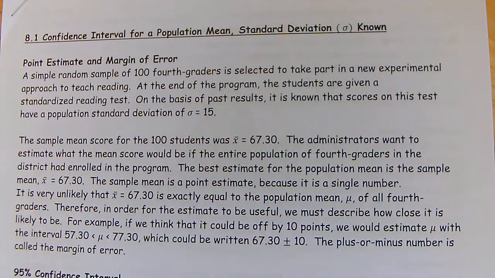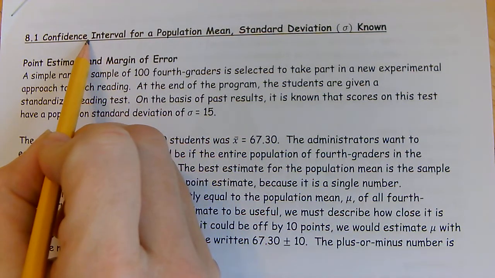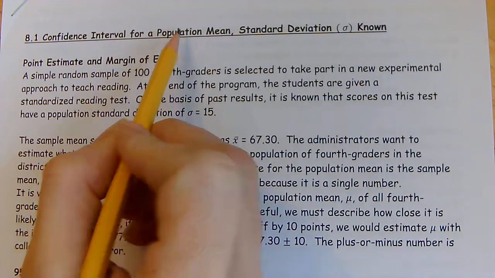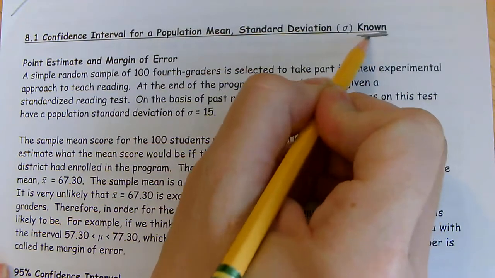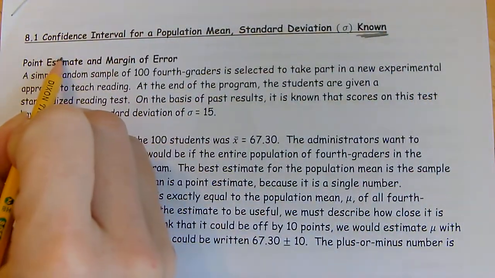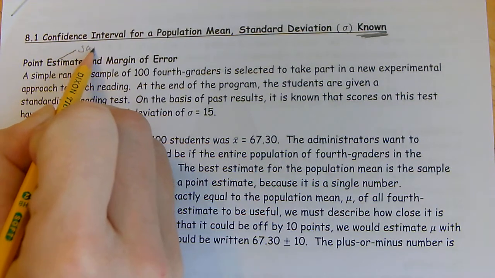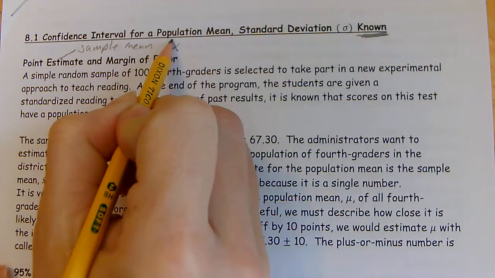All right, 8.1, we're going to construct confidence intervals for a population mean, standard deviation known. So we're going to build an interval around a population mean that we don't have, using the population standard deviation that we do know. We're going to do this with a point estimate. An estimate for a population mean is going to be a sample mean.